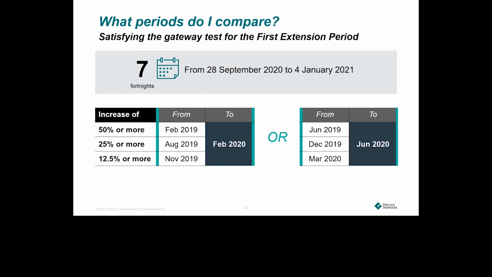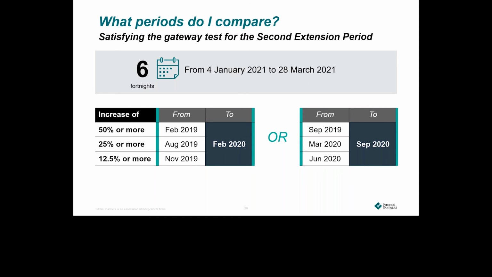So the growth in turnover up to the start of the test period, so up to the 1st of July 2020, or the growth of the business up to the 1st of March 2020. As you can see, it essentially gives you 6 possible ways to satisfy that gateway test. So for example, you can show an increase of 50% or more from February 2019 to February 2020, or 25% from December 2019 to June 2020, or 12.5% from November 2019 to February 2020.